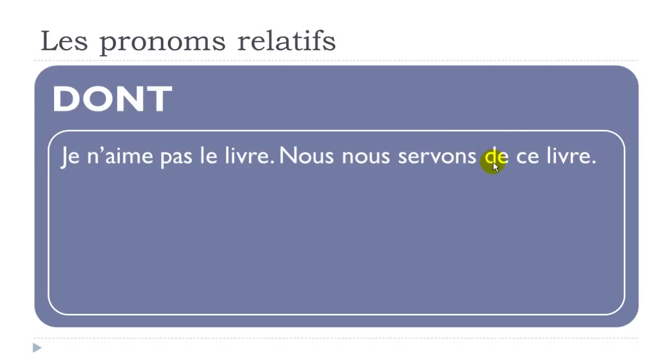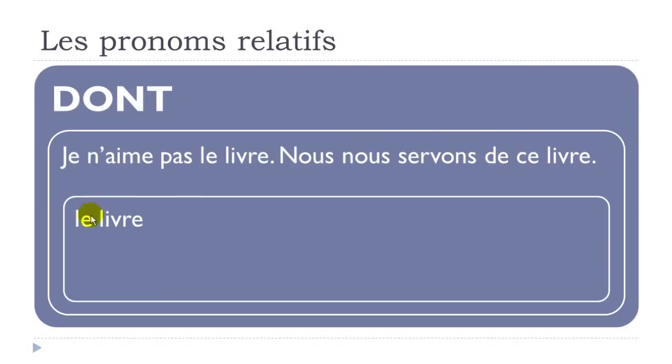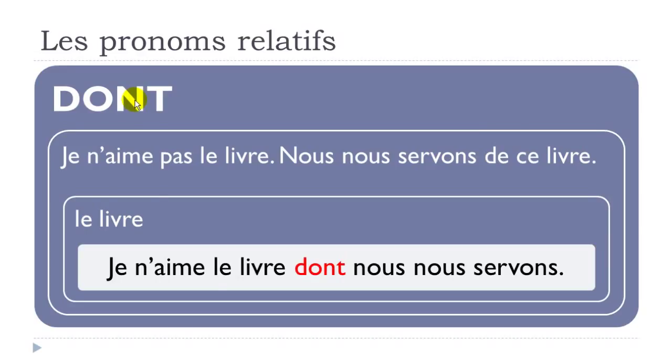So it tells us that if we don't want to repeat le livre, we will have to use the pronom relatif dont. So the sentence will be je n'aime, sorry, I forgot the pas. Je n'aime pas le livre dont nous nous servons. Remember, you should put the pas. I forgot to write it, sorry. Je n'aime pas le livre dont nous nous servons.